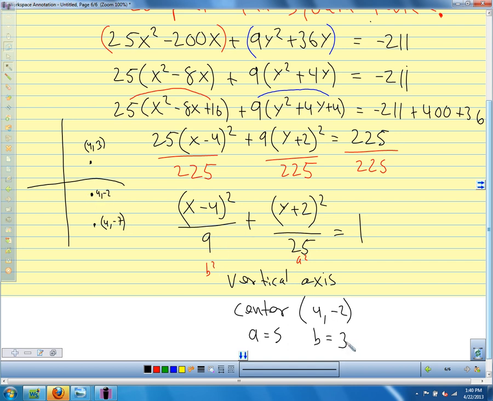Move left and right by 3 units to find my minor axis. So if I move left by 3 units, I would be at 1, negative 2. And if I move right by 3 units, I would be at 7, negative 2. So there would be a rough sketch of my ellipse. Not a great sketch, but you get the idea. A tells us how far up and down from the center to move because our major axis is vertical. B tells us how far left and right from the center to move to get to our co-vertices. And then we can sketch a graph from there.